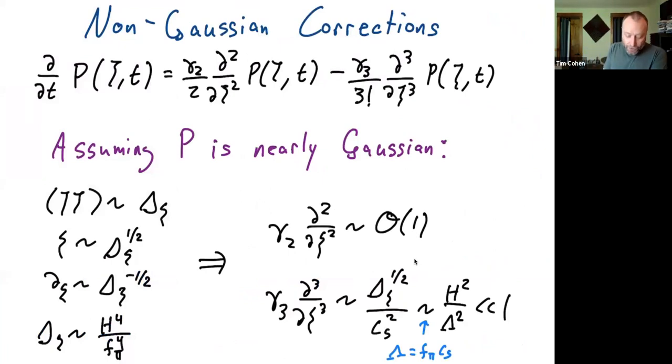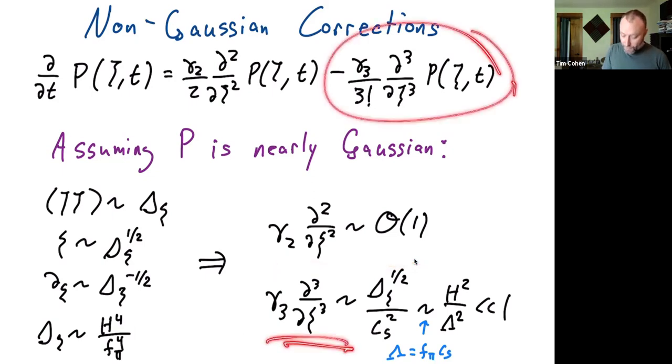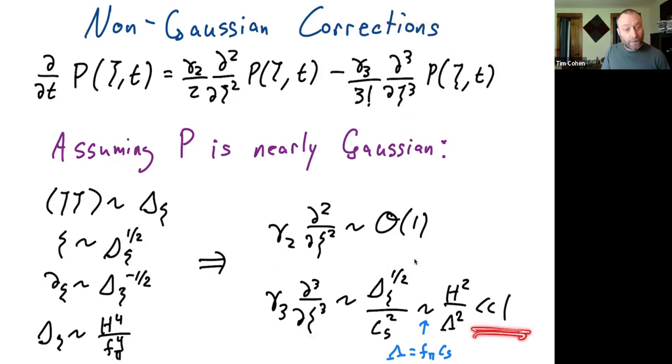Now we can process this into a Fokker-Planck equation, now including these non-Gaussian corrections. If we assume that we start with a nearly Gaussian probability distribution, then we get no particular surprises. The 2-point function is just set by some scale, and once we have that, we can infer all these other scalings. Basically, the punchline is that the leading correction is order 1. The subleading correction, this one, is suppressed by H over capital Lambda squared.